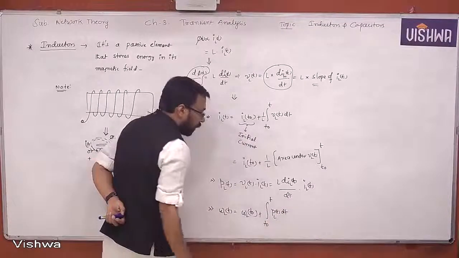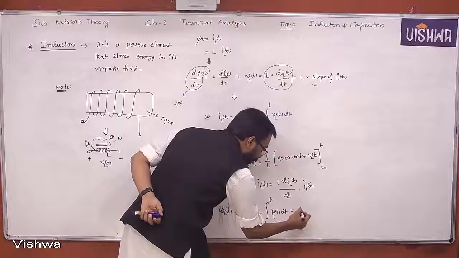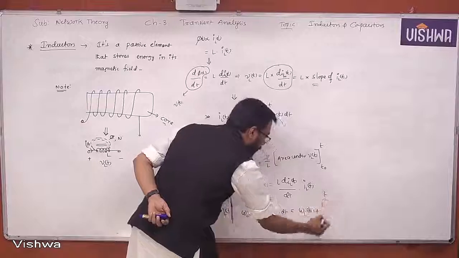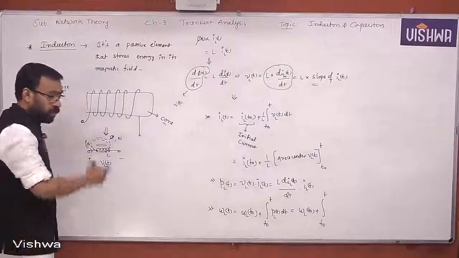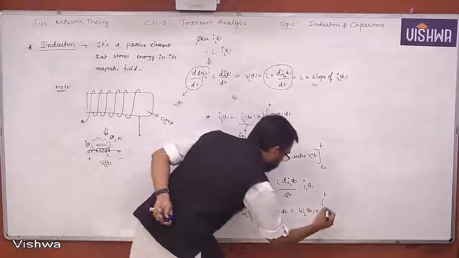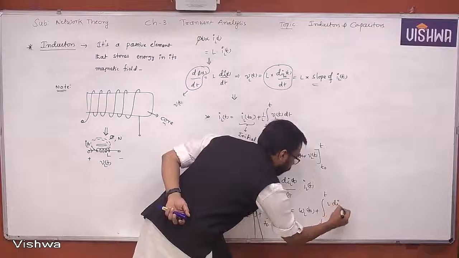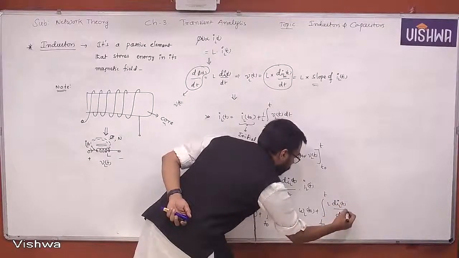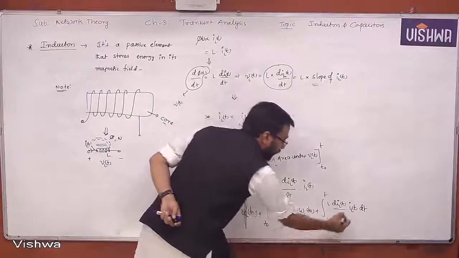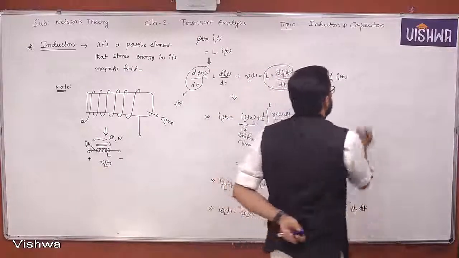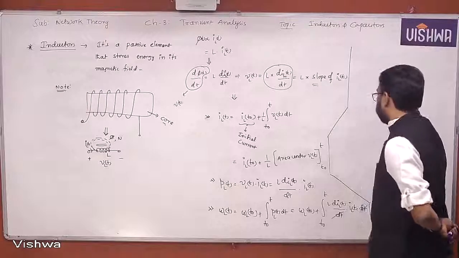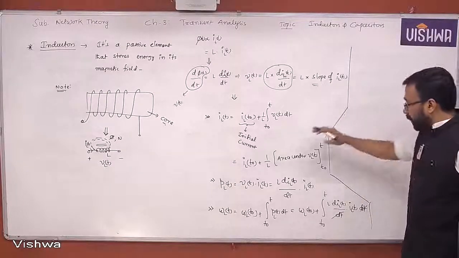Okay, now what do you get here? WL of T naught plus integral T naught to T, L d IL of T by dt into IL of T dt. dt and dt get cancelled. I'm just deriving and writing everything here. Please proceed, all of you.